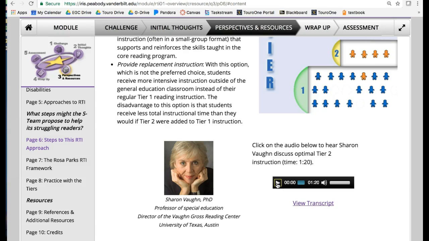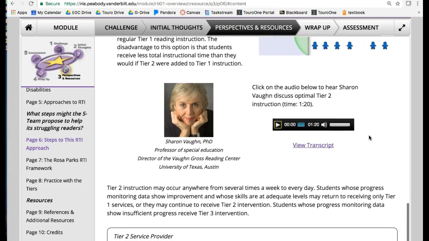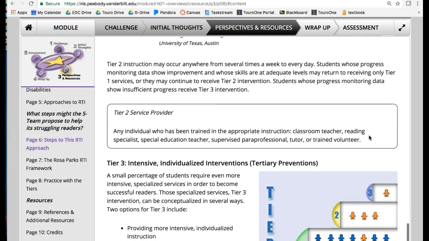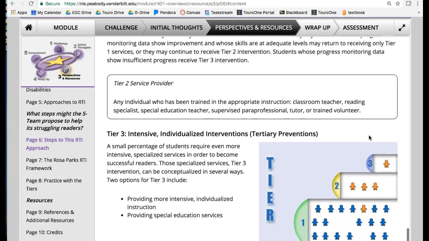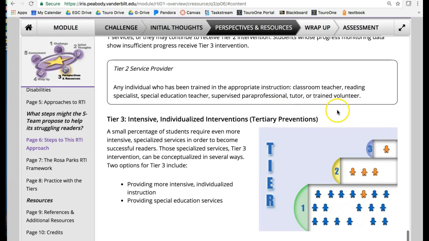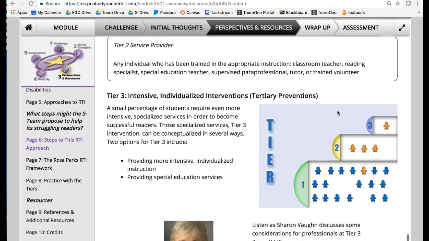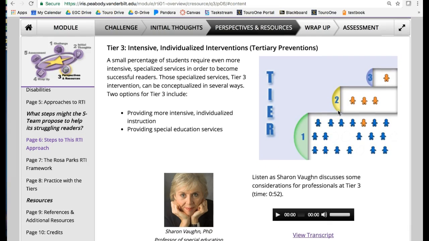So one of the big things here that I've seen in schools is that students get into Tier 2 and the teachers don't monitor the progress, so the team can't meet and discuss whether it's working or not working. And so the very important thing here is that people are working together and they are documenting exactly what's going on. So next is the Tier 3.